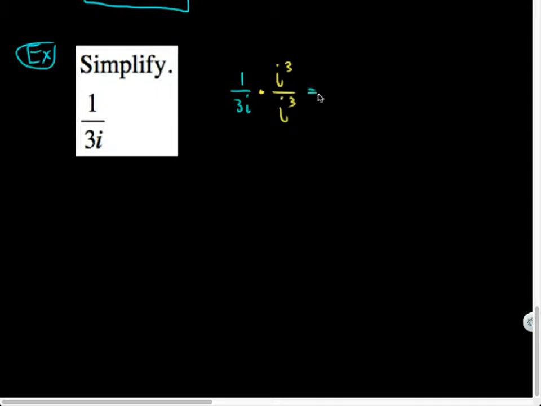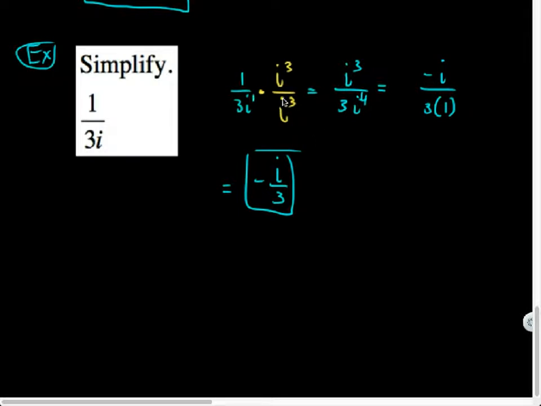And I would get spaghetti. I cubed over 3 I to the 4th is equal to, now I cubed you might remember is -i, and 3 times i to the 4th is 3 times 1. So it looks like this is just going to equal, I guess I'll write it down here, -i over 3.